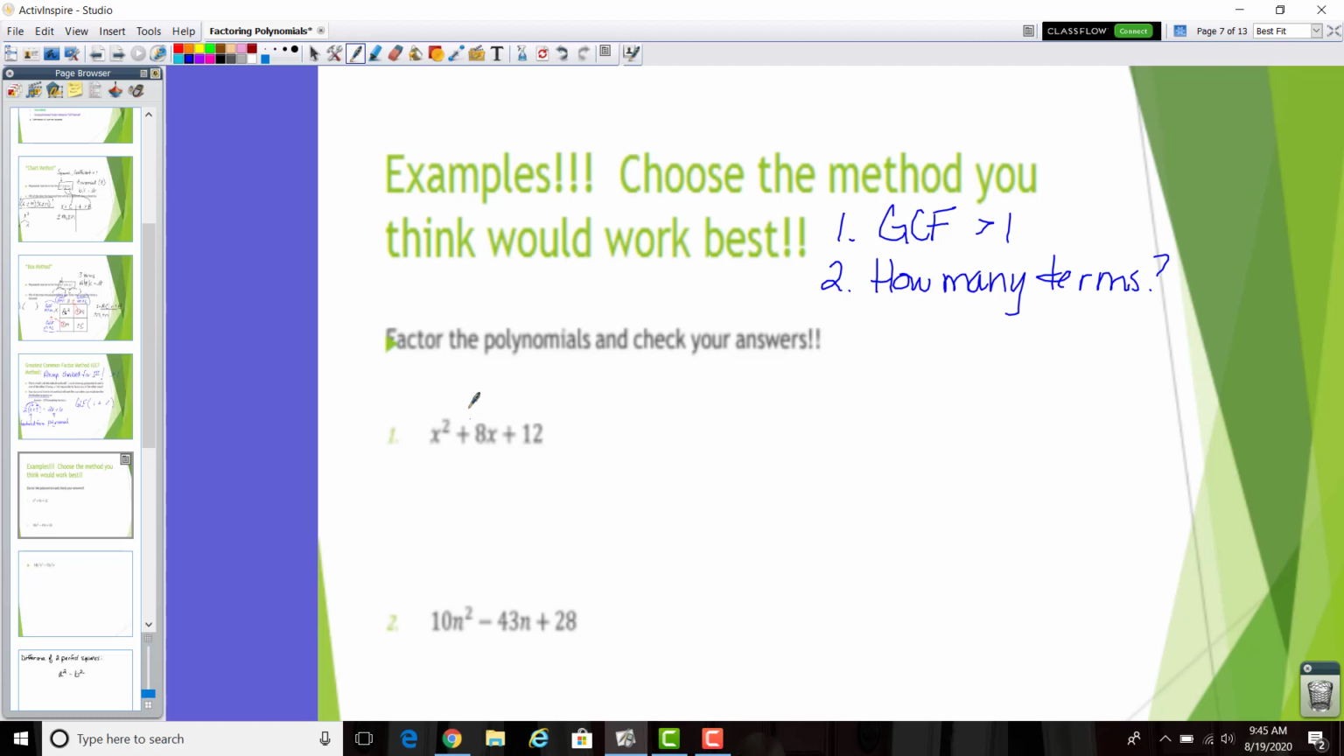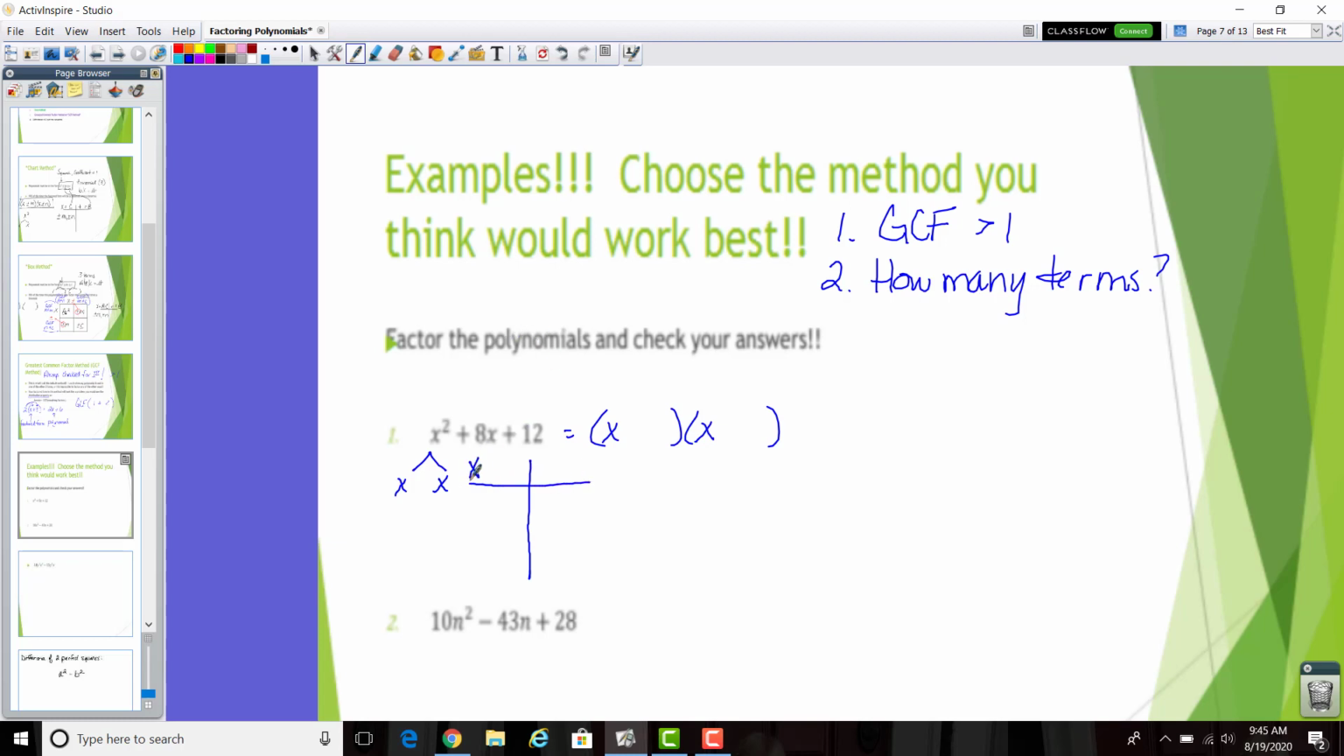Well, in this case, it's 3, so chart or box. What is my coefficient of my squared term? It is a 1, so this one is a chart method problem. So if it factors, I know it's going to factor into 2 binomials, and since my first term is 1x squared, I know that has to split up into an x and an x. My job is to figure out what numbers go behind those x's.